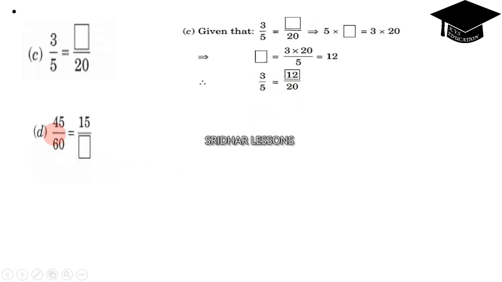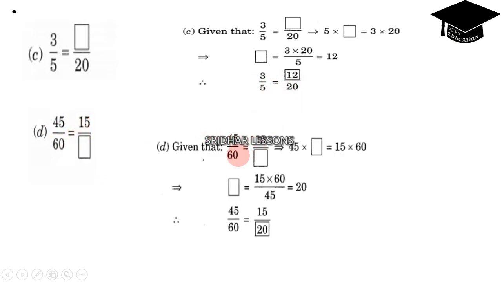Next problem. 45 by 60 is equal to 15 by blank. Given that 45 by 60 is equal to 15 by blank, by cross multiplication, 45 into blank is equal to 15 into 60. So this blank is equal to 15 into 60 divided by 45. By simplification, we will get 20 because 15 cancels 45 three times, and 3 cancels 60 twenty times. Therefore, 45 by 60 is equal to 15 by 20.